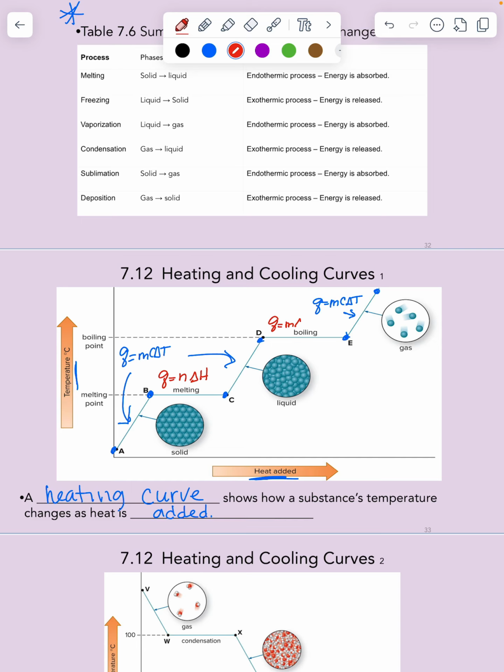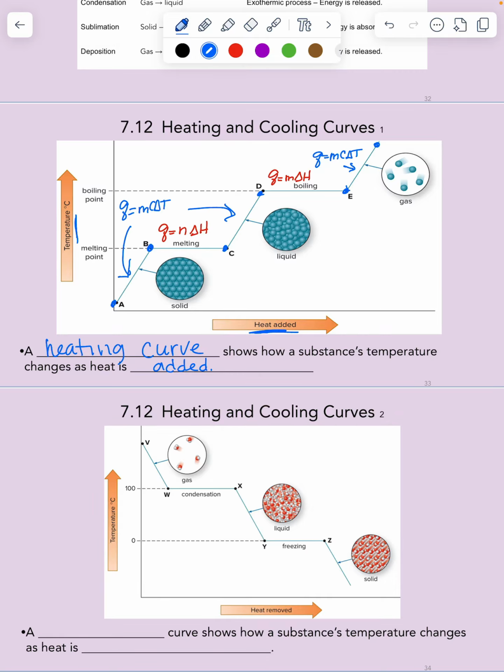The cooling curve, as you see, shows how the substance's temperature changes as heat is removed. As I'm cooling down, heat has to be given off. So a cooling curve is exothermic. Heat is having to be released. And the heating curve is endothermic because you're constantly adding heat. So we have the opposite processes here. Instead of boiling, we have condensation. And instead of melting, we have freezing.